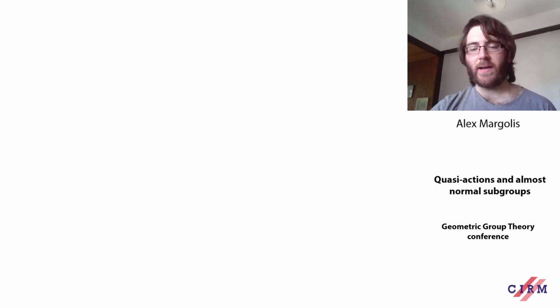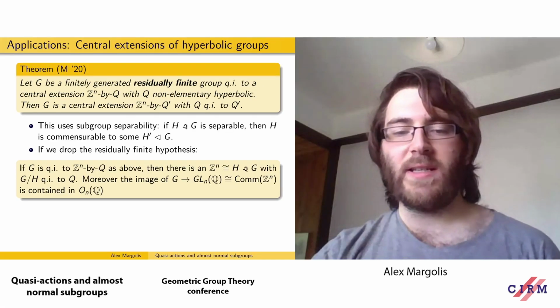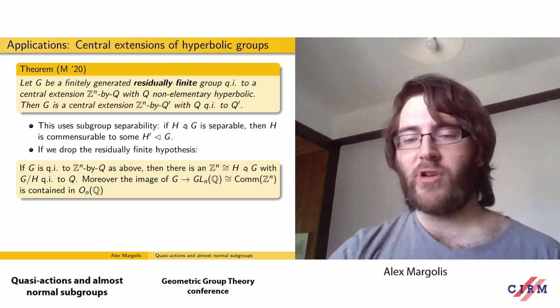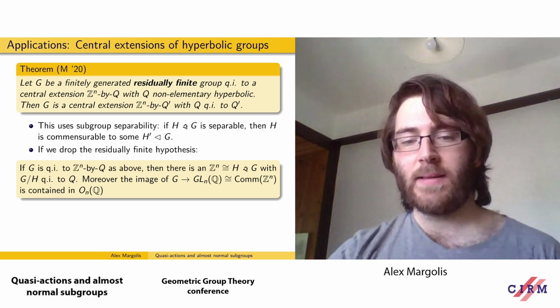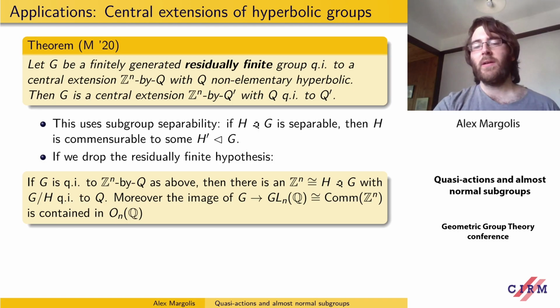And if we don't assume residually finite, then we can still deduce some interesting algebraic information. So if we have a group G which is quasi-isometric to such a central extension, then there's an almost normal free abelian subgroup such that the quotient space is quasi-isometric to Q. And moreover, because it's quasi-isometric to a central extension, we see that the natural map from G to the abstract commensurator of Z^n, which is isomorphic to GL_n(Q), is actually contained in the group of orthogonal n by n matrices. And this sort of indicates why things are easier when n is equal to 1, because orthogonal 1 by 1 matrices are just 1 and minus 1.